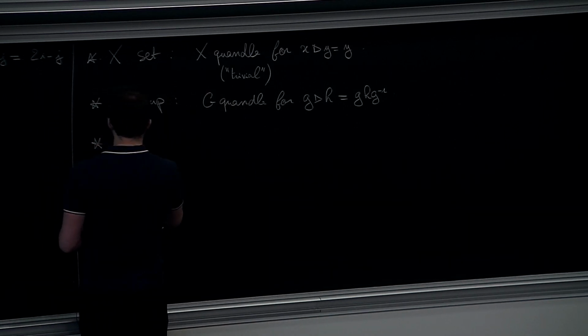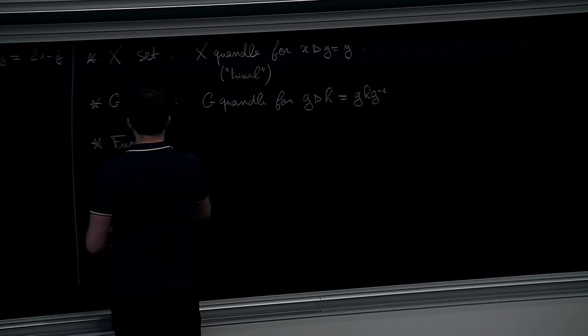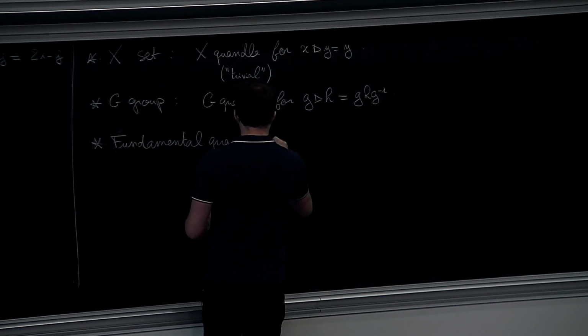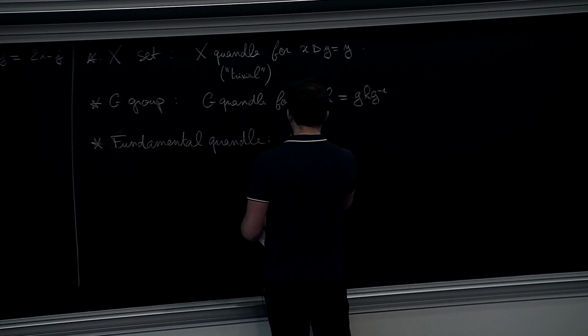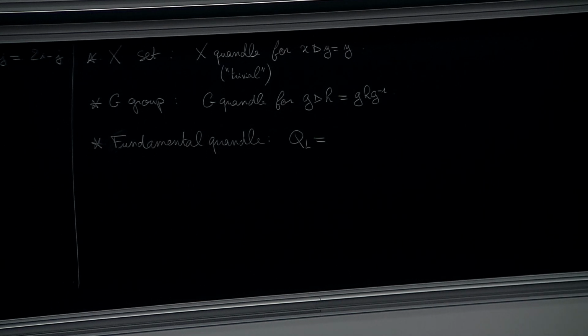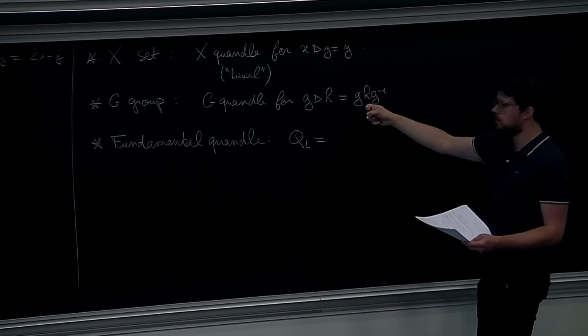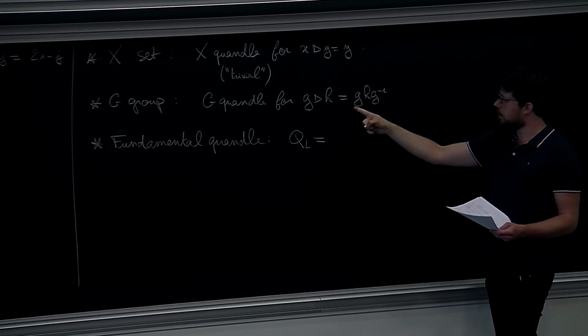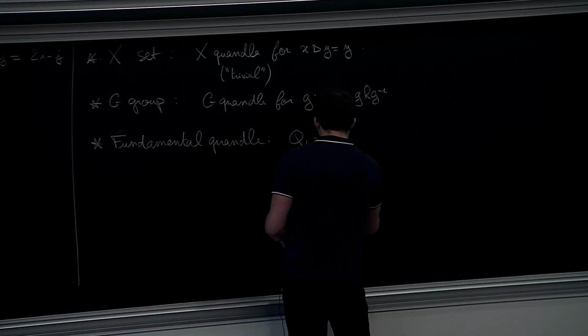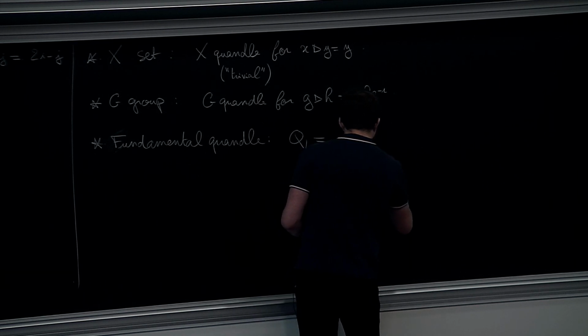So another example, closer to knot theory, is the fundamental quandle. And the idea is that basically you can look at the Wirtinger presentation of the fundamental group not as a presentation of a group, but as a presentation of a quandle, because the only thing you need is this law of conjugation. And so you choose a diagram of the link L.